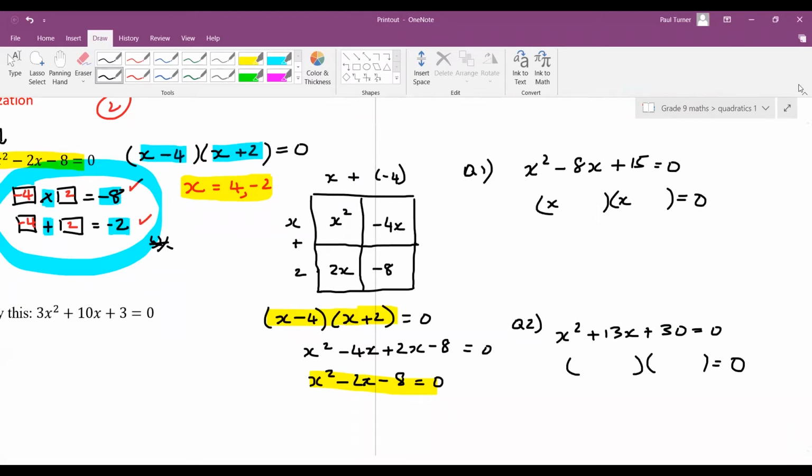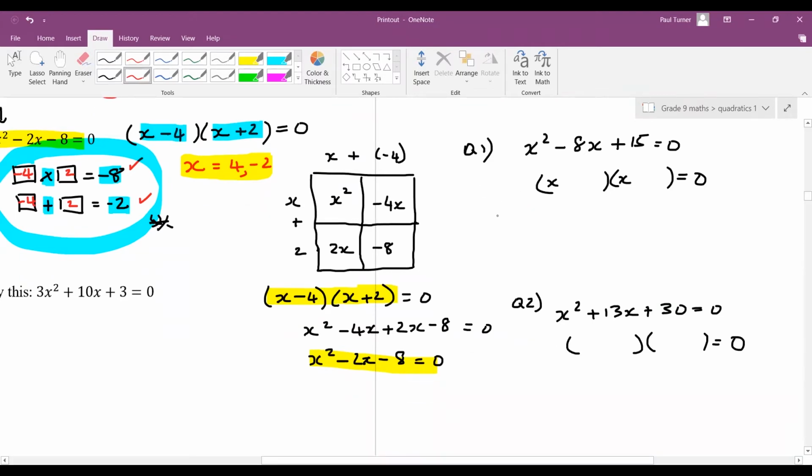Try that. So in question 1, you want 2 numbers that when you multiply, you'll get 15. And when you add them, you'll get the middle number, -8. So that's looking like it's -3 times -5, isn't it? They can be negative. One can be negative, one can be positive as well, or both could be negative. So you got to think a little bit when you have different signs here.